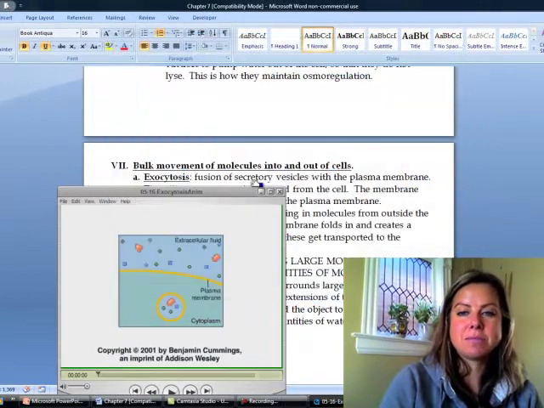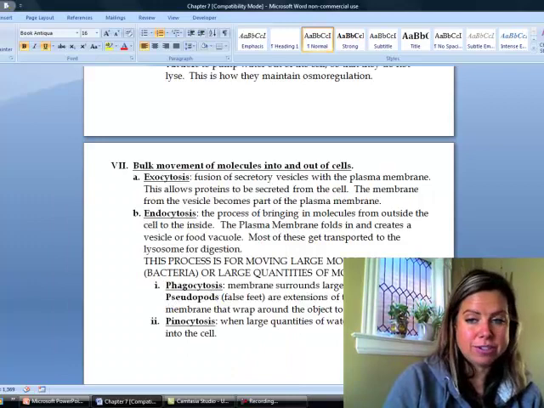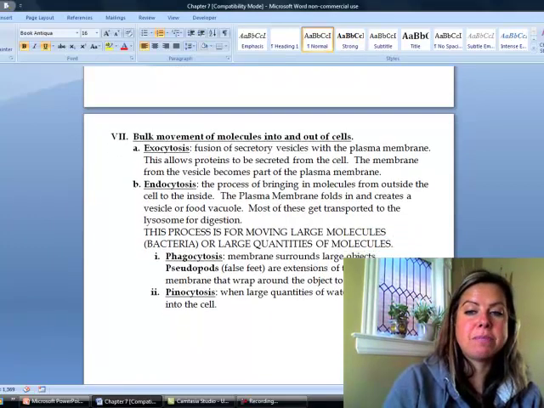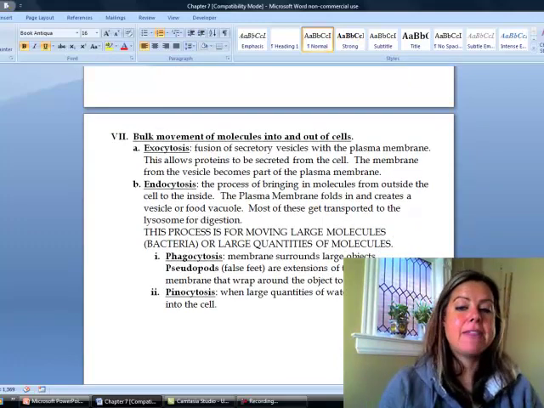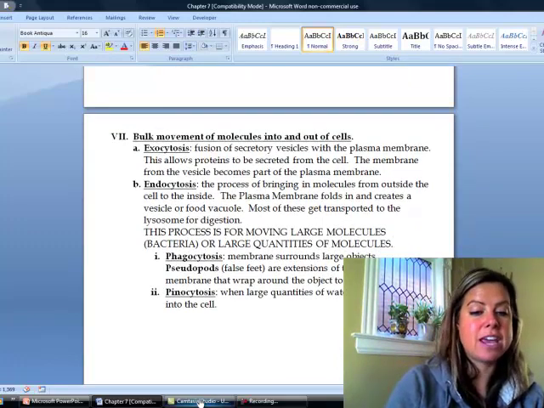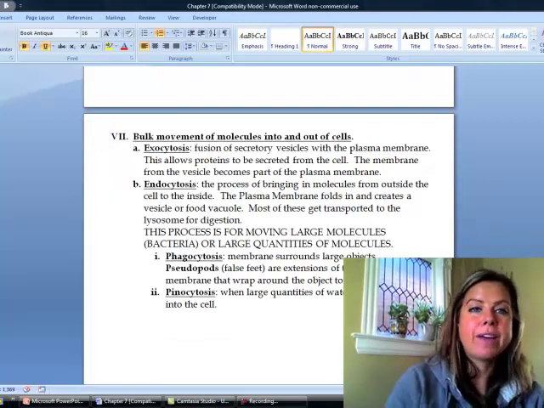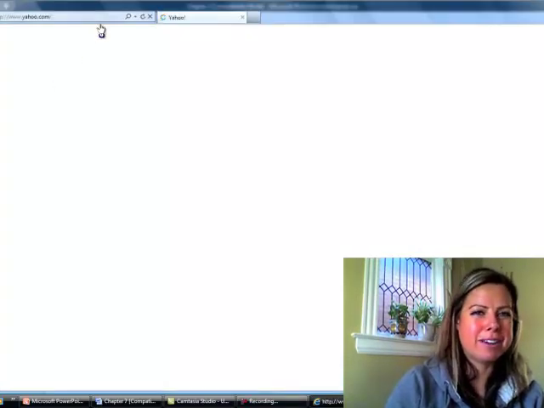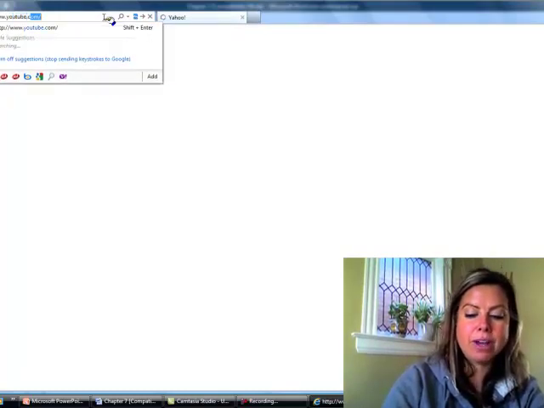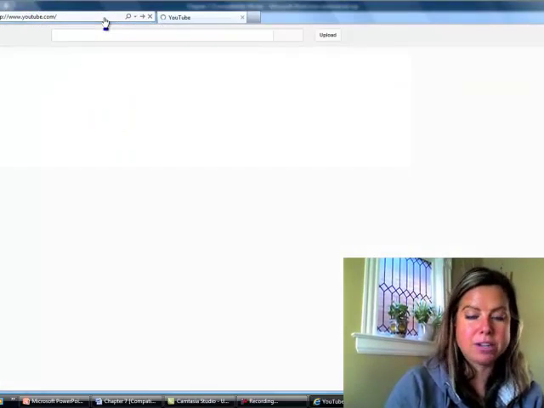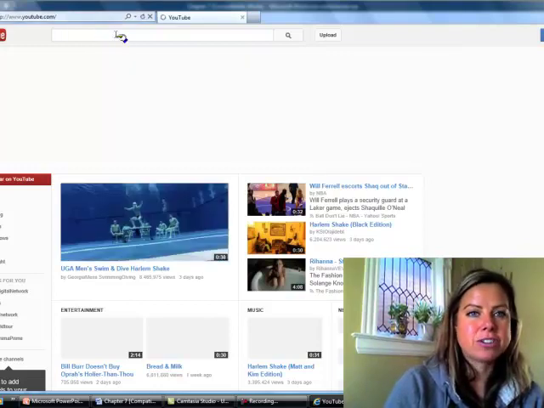Now, of course, there are some specialized forms of that. We've got phagocytosis, where a membrane surrounds something and then engulfs it. And then you also have pinocytosis, which is taking in a large amount of water. Now, when would this stuff happen? Well, phagocytosis is something that an amoeba does when it's feeding. But I'm going to show you a video of how your white blood cells do this. And it's a pretty cool video actually showing this stuff happening.